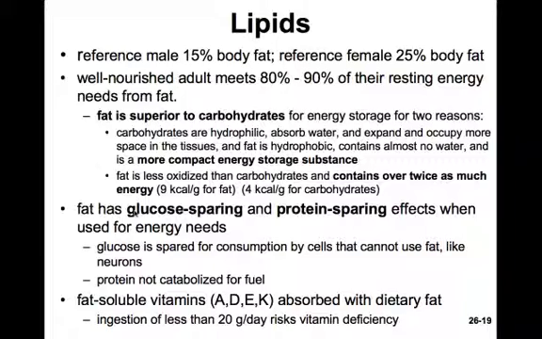Fat also has a glucose-sparing and protein-sparing effect. Glucose-sparing results because the catabolism of fat leaves glucose around for consumption by cells that cannot use fat, like the neurons. And it's protein-sparing because if we're metabolizing fat, protein is not catabolized or used for fuel, and thus we maintain our own protein. Usually protein's only broken down in a state of starvation.